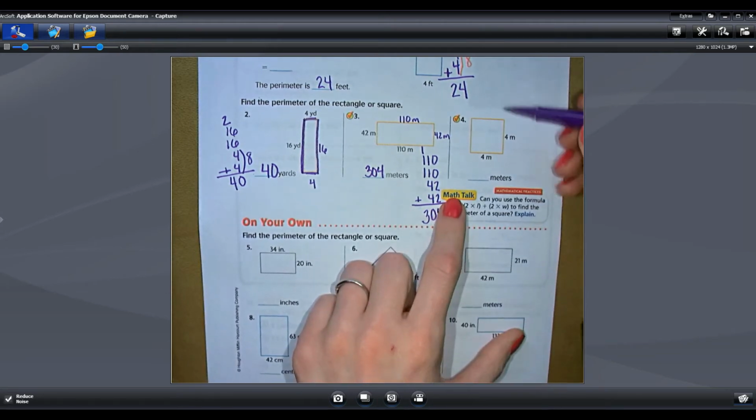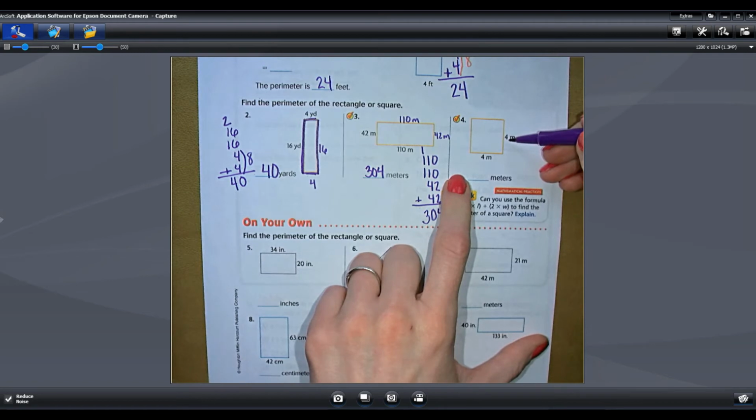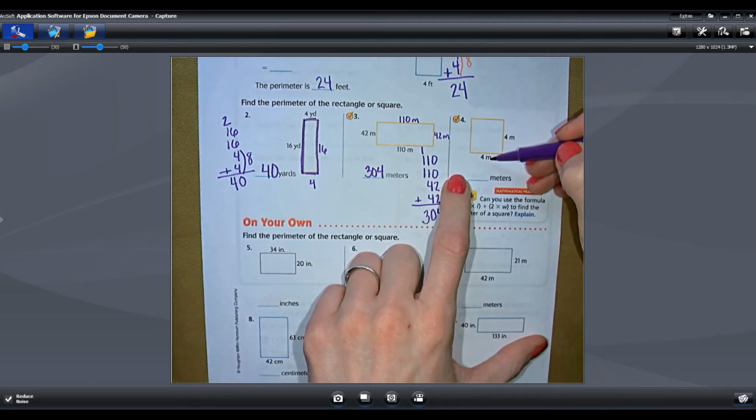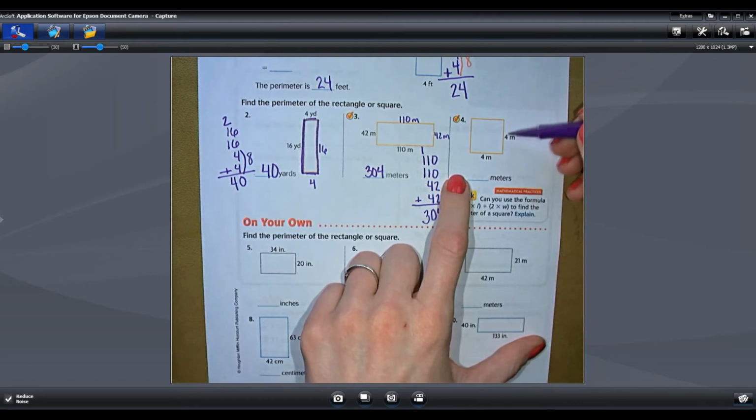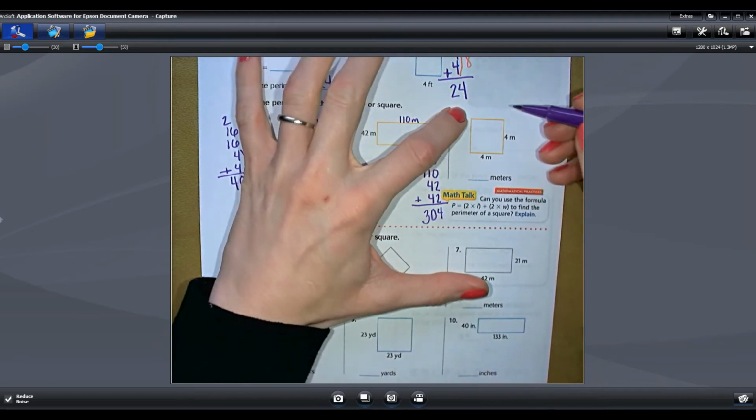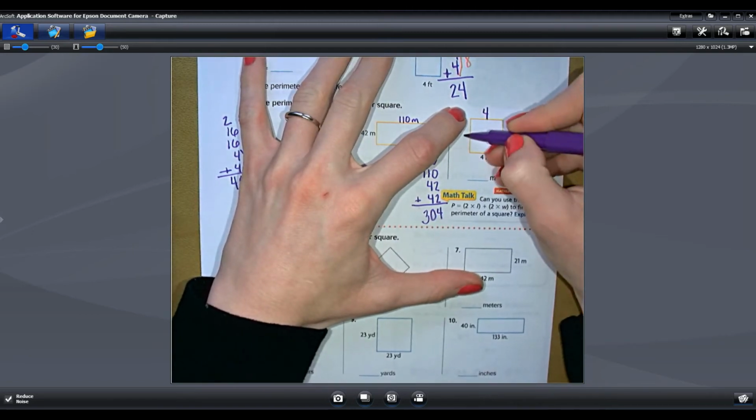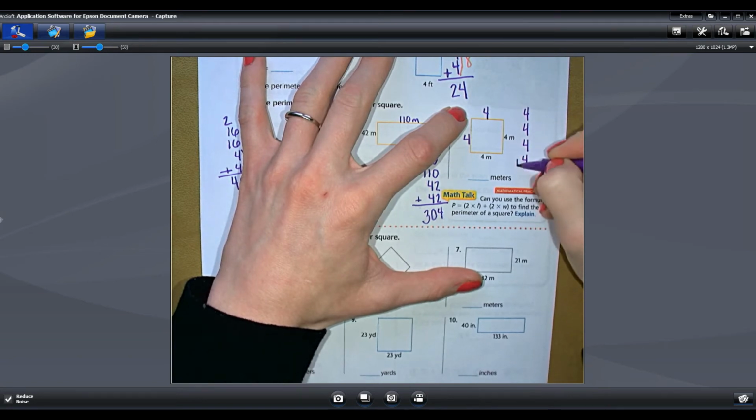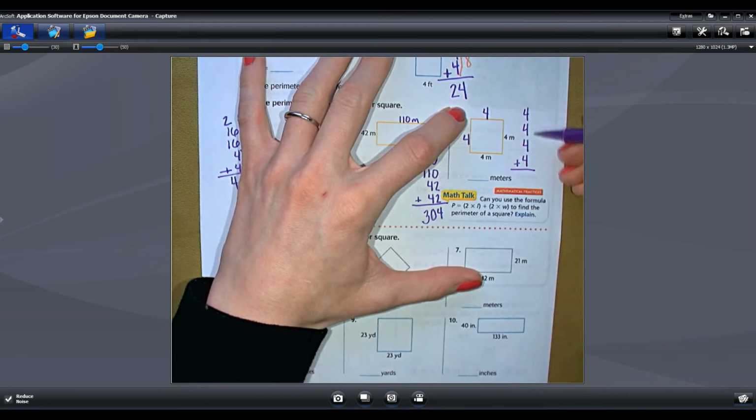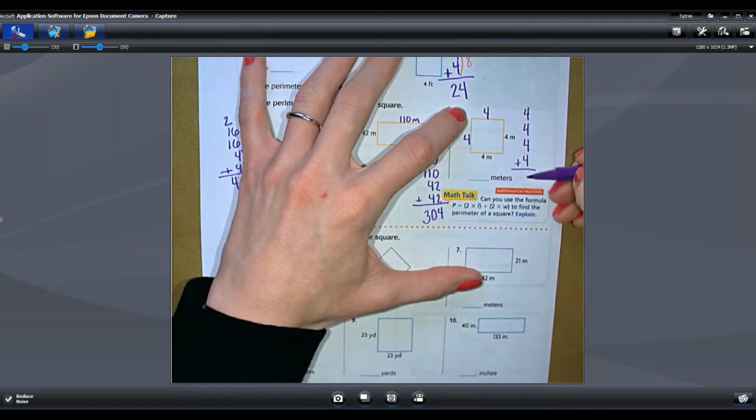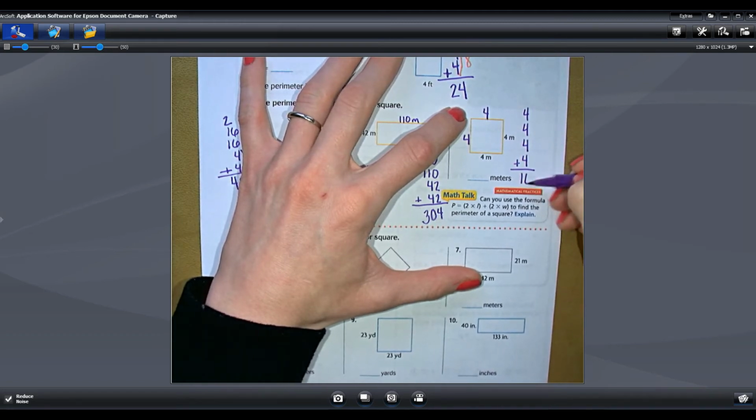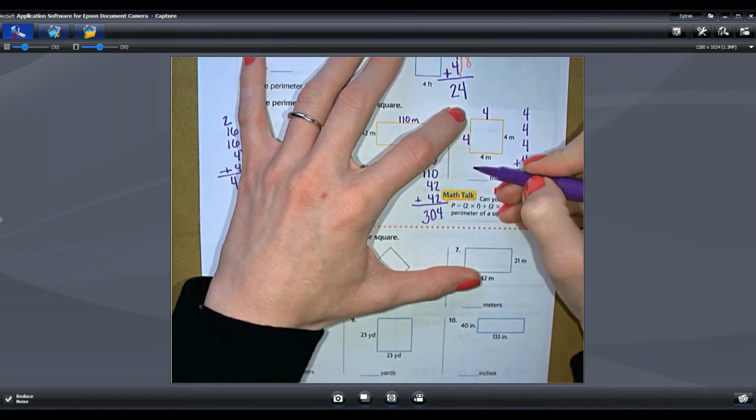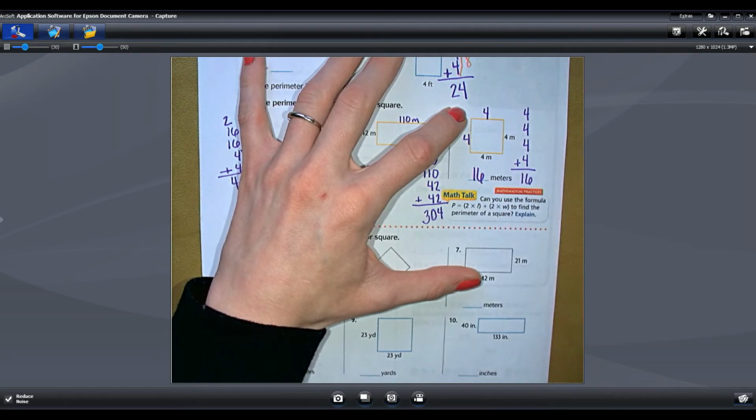Okay. This one has 4 meters on the length and 4 meters on the width. If those are the same, that means this must be a square. Oh, problem number 4. That's confusing. Okay, so I'm going to put a 4 up here and a 4 over here to fill in all my sides. Okay, I have to add all those up. 4 plus 4 plus 4 plus 4. Hey, that's like a multiplication problem, isn't it? I have 4 times. What's 4 times 4? 16, right? The perimeter is 16 meters.